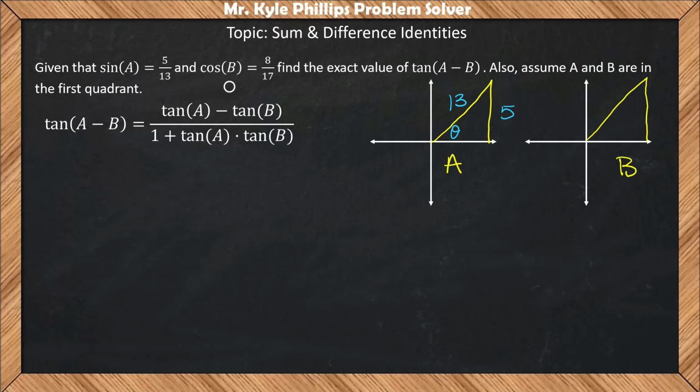It says cosine of B is 8/17. Well, cosine is the adjacent leg, so that would be here. Let's move this B down. And then my hypotenuse would be 17.